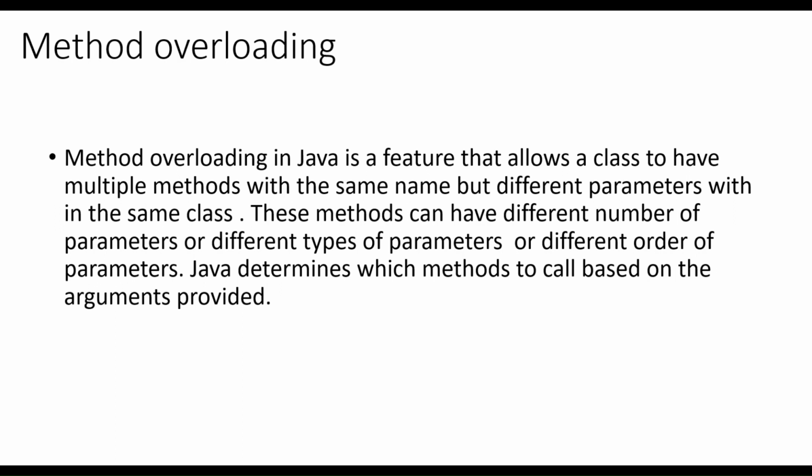So basically in a class we have one method and we have another method with the same name as the previous method, but the parameters which we are passing might be different. So we might be passing different types of parameters or parameters with different orders. So here I would like to show you a basic program. Let's open my IDE and show you a basic program of how method overloading works.